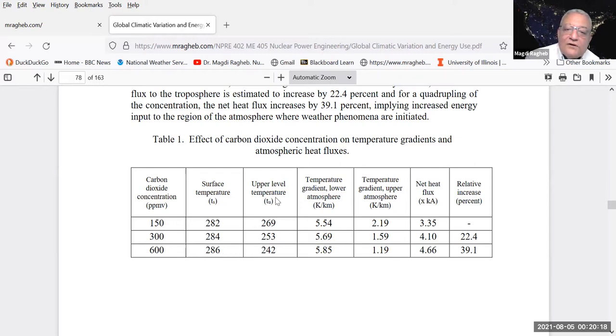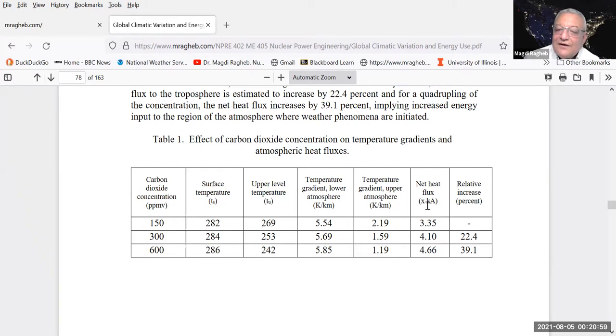We can also calculate the upper level temperature. And from there, we can calculate the temperature gradient in the lower atmosphere in both cases. This is a reference value. And we can basically calculate the temperature gradient in the upper atmosphere in both cases. You notice here that the temperature gradient increases when you double the concentration of CO2, as well as when you quadruple the concentration of CO2, but the temperature gradient from the top of the atmosphere decreases as you are doubling it.